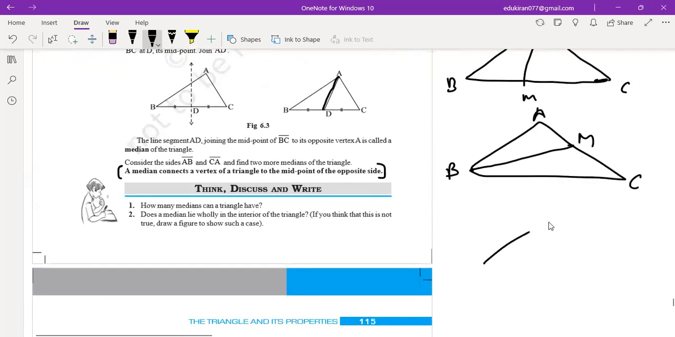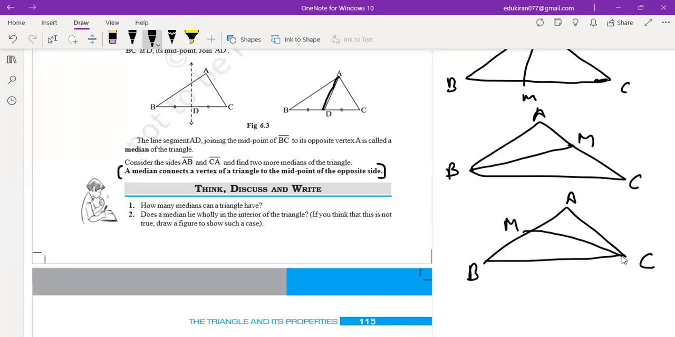Coming to the third one, for example, this is a triangle. If it is coming from this side, right? So A, B, C. Now this time CM is the median. So what will be the definition of median? A median connects a vertex of a triangle to the midpoint of the opposite side. If starting from this, what will be the opposite side? This, ma'am. If starting from here, what will be the opposite side? This, ma'am.